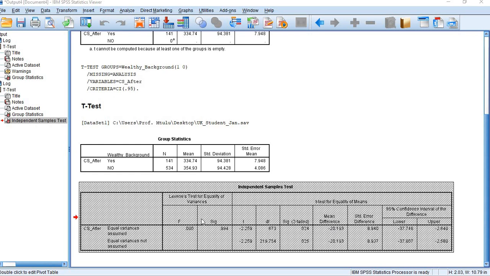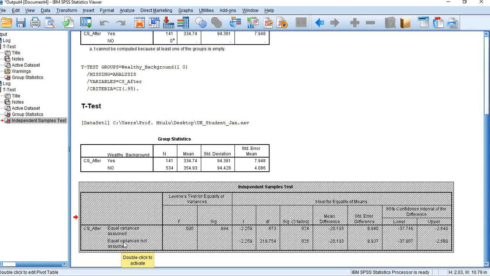Now, when this assumption is violated, we then use the second row, because the second is the opposite of the first. That is equal variance not assumed. This is the t-value when equal variance is not assumed, like the assumption is violated, with its degrees of freedom, its significance value, its mean difference, and everything. So we check first the equality of variance, and the reason is to determine if this assumption holds or not. If it does, we use the first one, equal variance assumed. If not, we use the second one, equal variance not assumed.